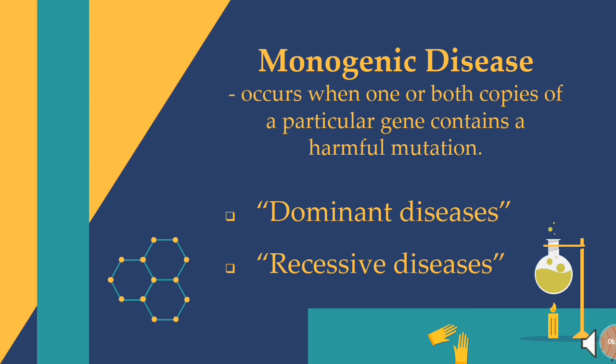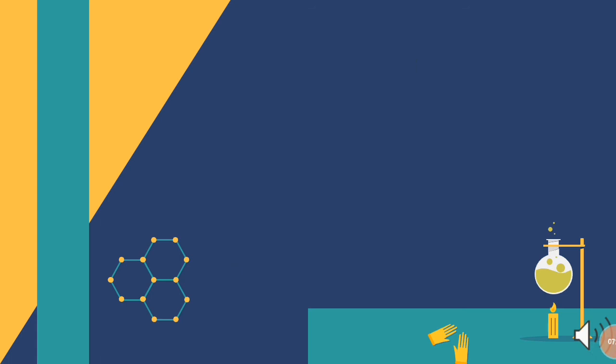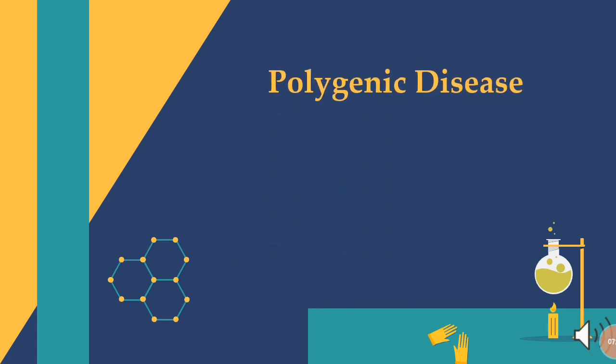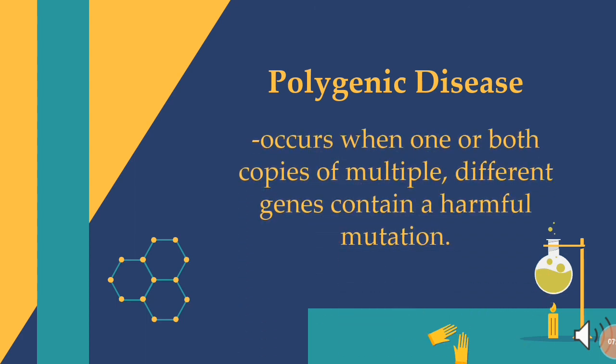For recessive diseases, these are monogenic diseases that occur when one copy of the gene is not mutated and one copy is mutated. An example of a recessive disease is cystic fibrosis. Lastly, a polygenic disease occurs when one or both copies of multiple different genes contain a harmful mutation. Example diseases for these are hypertension, coronary heart disease, and diabetes.